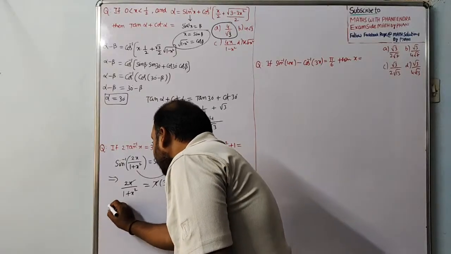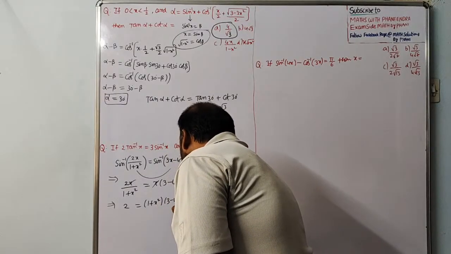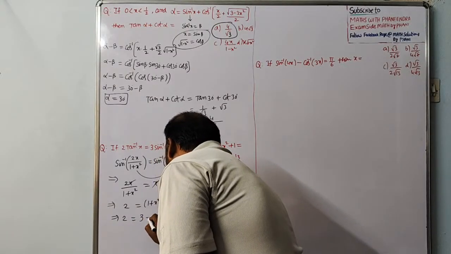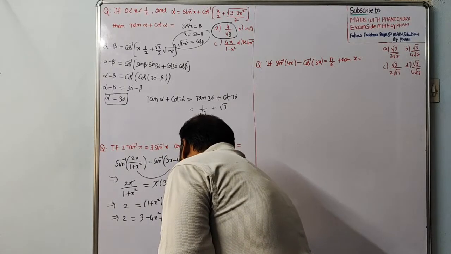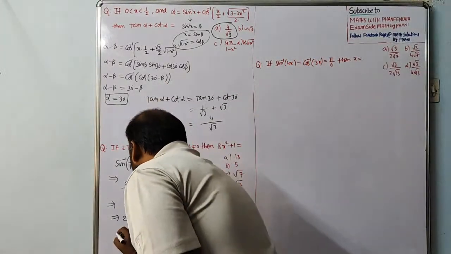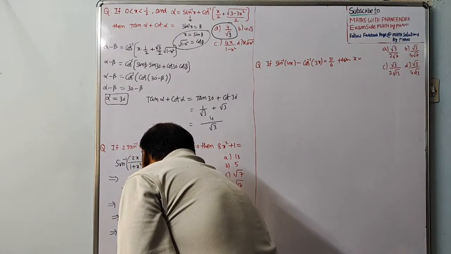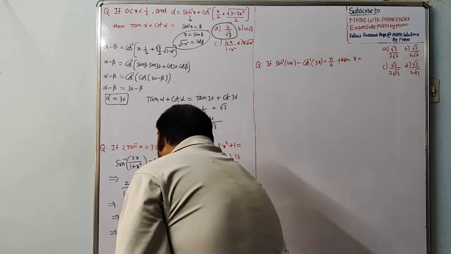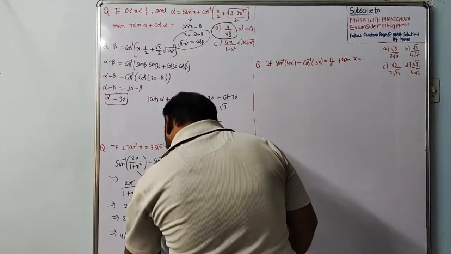So what comes? 2 equals 1 plus x square into 3 minus 4x square. So that implies 2 equals 3 minus 4x square plus 3x square minus 4x power 4. That means 4 times x square whole square plus x square plus 2 equals 0. All these values we brought here. Minus 1 will come here.